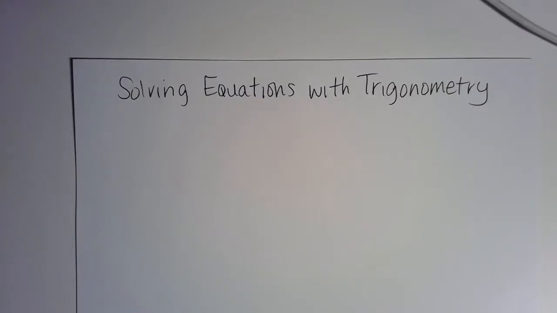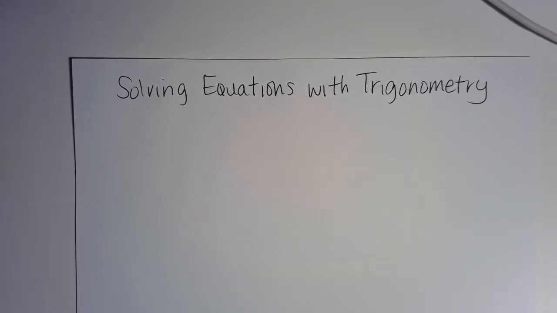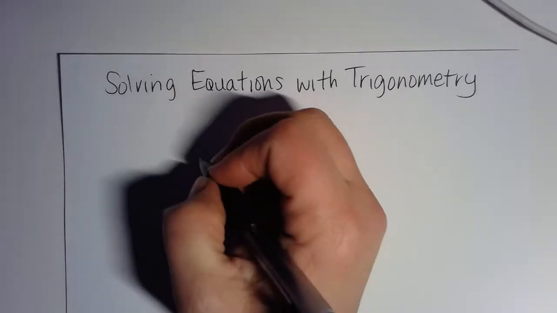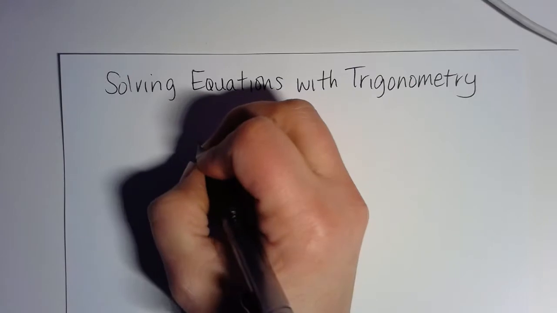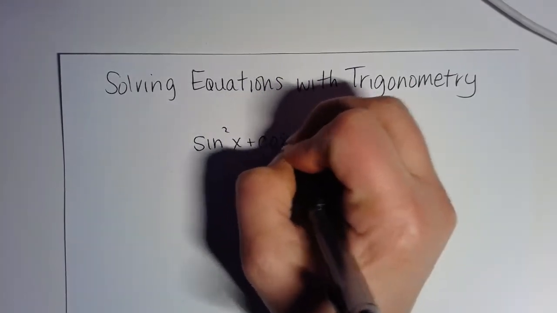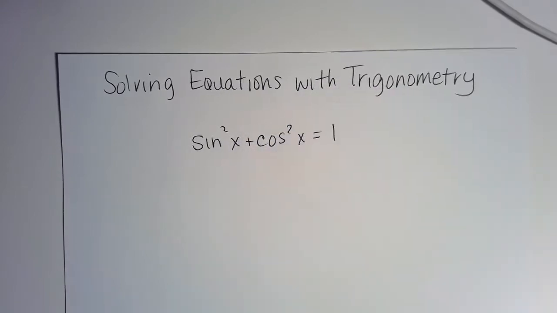This lecture is about solving equations with trigonometry. But before we start getting to some of these equations, I want to remind us of some things and add to a couple of these. So one of the trig identities that is very useful is sine squared plus cosine squared is equal to 1.